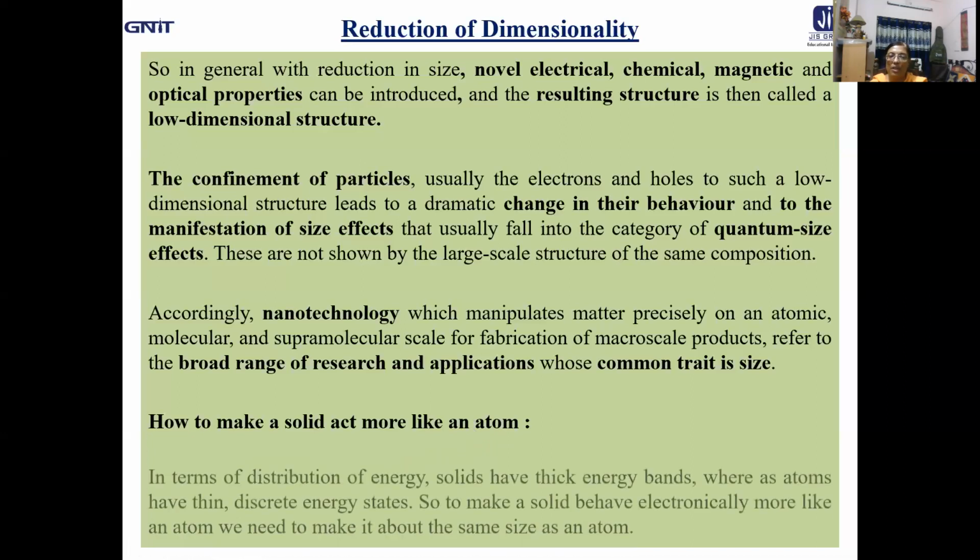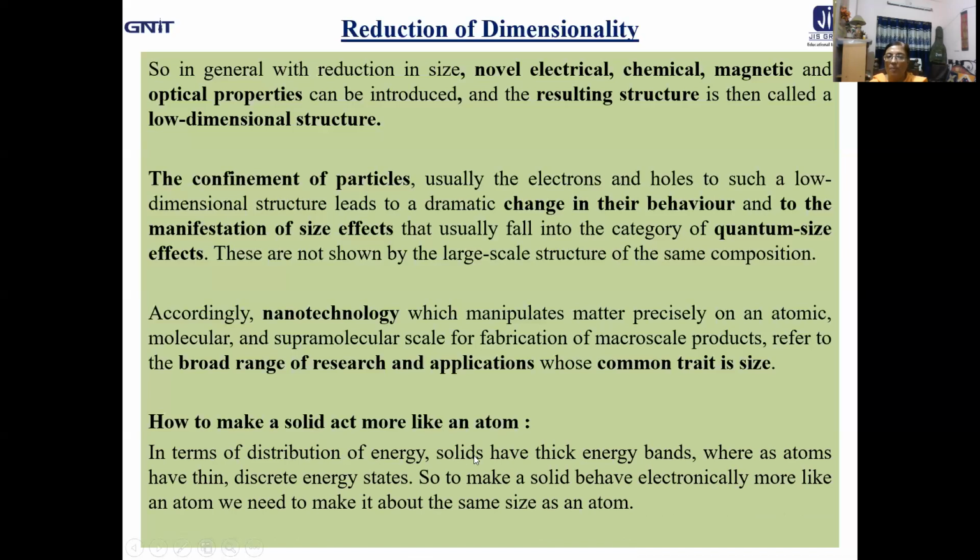So students, in terms of distribution of energy, solids have thick energy bands. Just take a look at the way it is being developed. In terms of distribution of energy, solids have thick energy bands, whereas atoms have thin discrete energy states of the same material. So to make a solid behave electronically more like an atom, you have to make it about the same size as an atom by reducing the dimension.